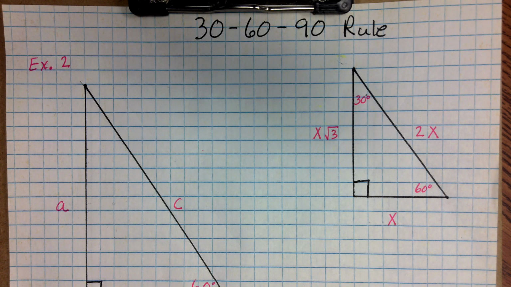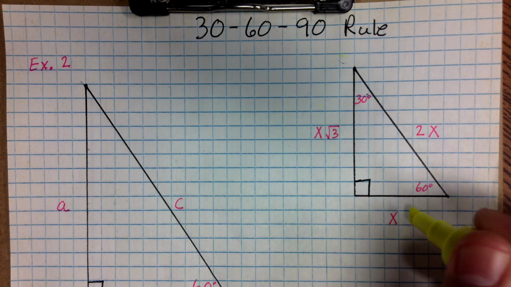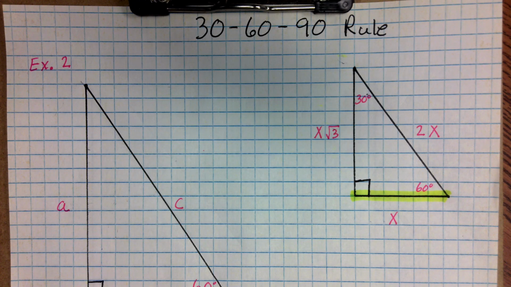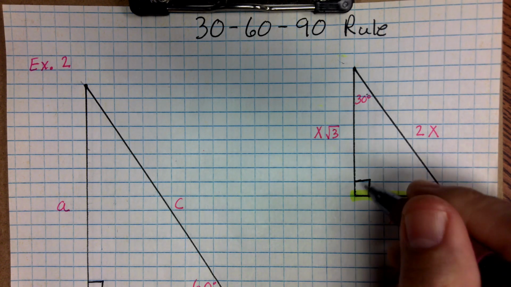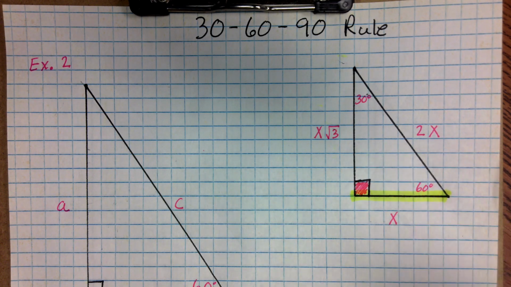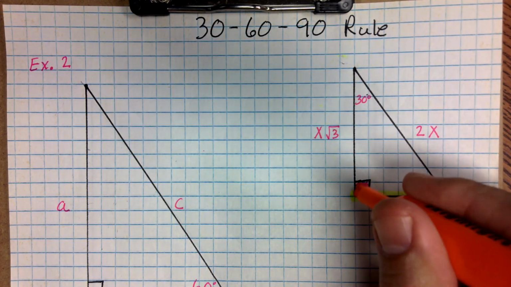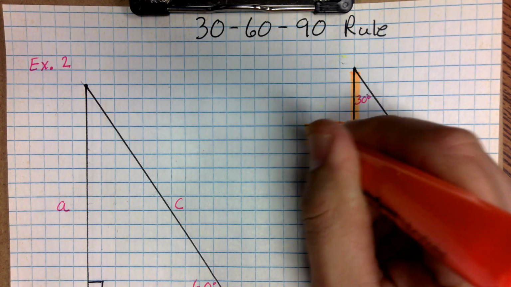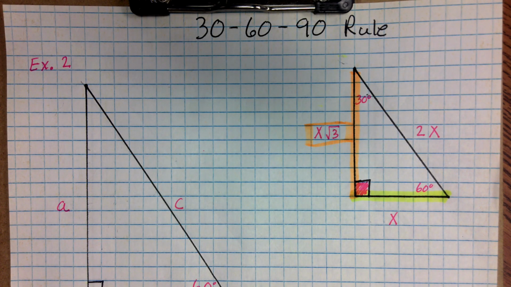Once again, we're looking at a 30, 60, 90 triangle, so we're going to use its rules. And notice I have my notes over here about its sides. On this bottom side of the triangle, from the right angle to the 60-degree angle, that section is just going to be X. And then if I look at this other one over here, from the right angle to the 30-degree angle, that is going to be X times the square root of 3.